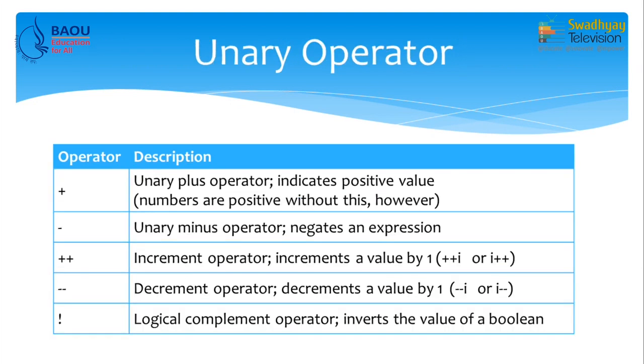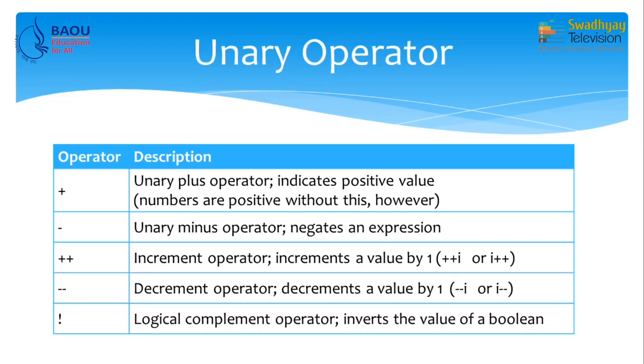Then we have unary operator. I defined unary operator earlier. It takes only one operand, and in unary operators we have the increment operator, decrement operator, we have the bitwise complement operator, we have the not or logical not operator. So, all these are examples of unary operators. Now, we see these operators on screen.